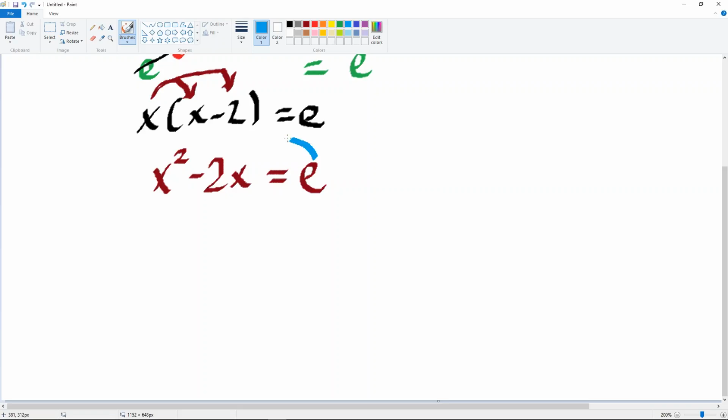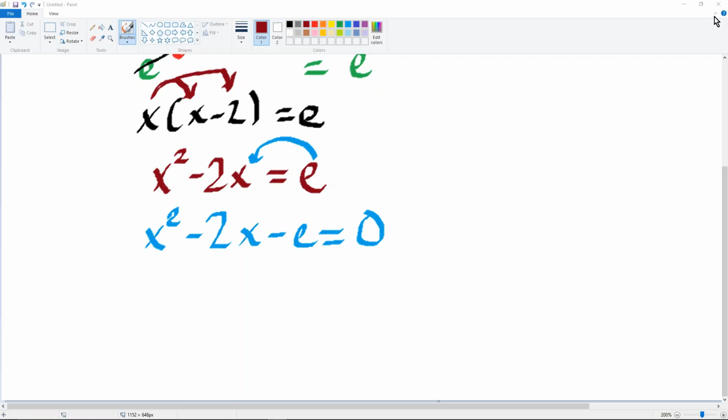Yes. If I move this e, right now this e is positive. If I move it to the other side, it becomes what? Negative. All right, so let's move it to the other side. So I'm going to have x squared minus 2x minus e is equal to 0.